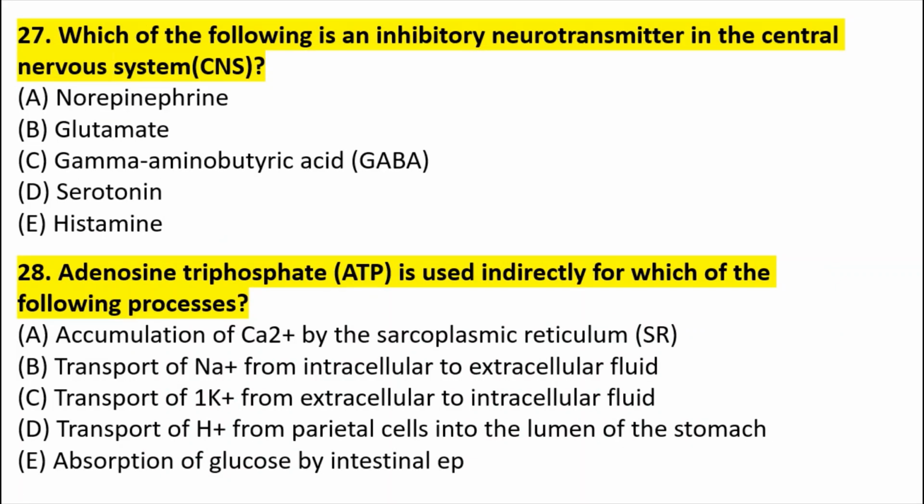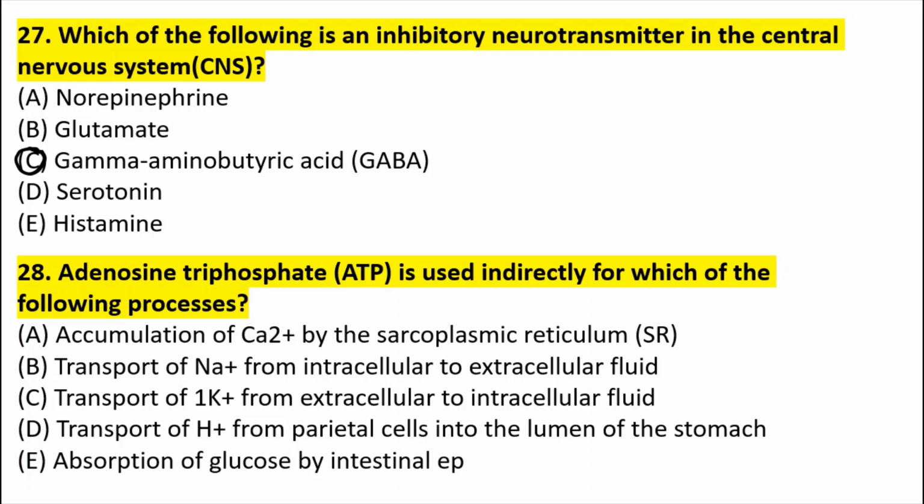27. Which of the following is an inhibitory neurotransmitter in the central nervous system? So the answer here is gamma aminobutyric acid.